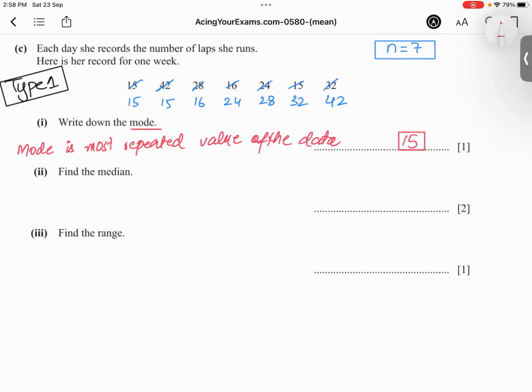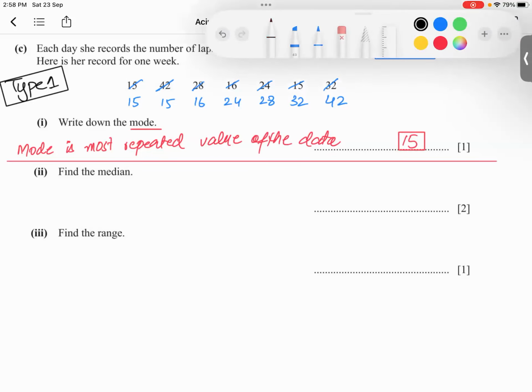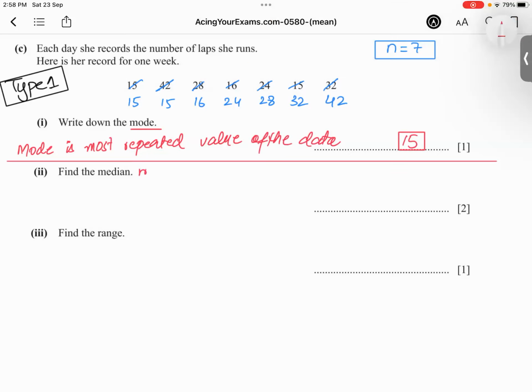Okay. Median. So we are all familiar with this word already, what median is. We have discussed this thing in class as well. Median means middle value. We can see that the middle value of this data is 24. We can write the answer straight away, that this is 24. All right, find the range.